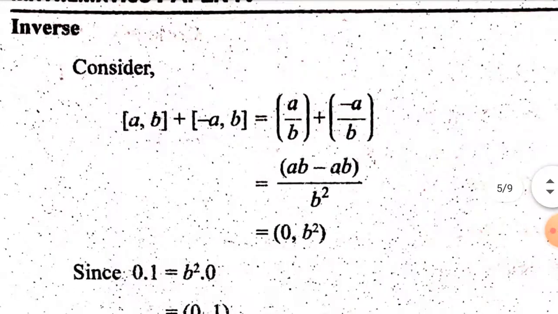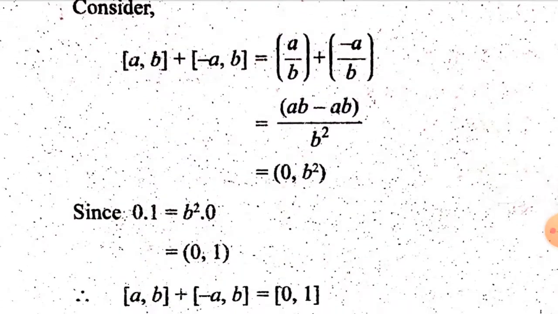Now next, to prove the inverse, we are taking (a, b) plus (-a, b) under addition. We take (a, b) + (-a, b), which is written as a/b plus (-a)/b. Using the addition form, you get 0/b². Now we have to prove this 0/b² is the identity.